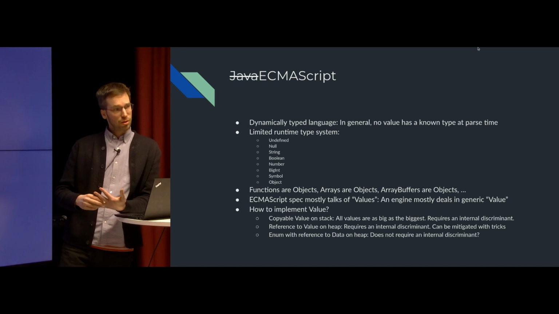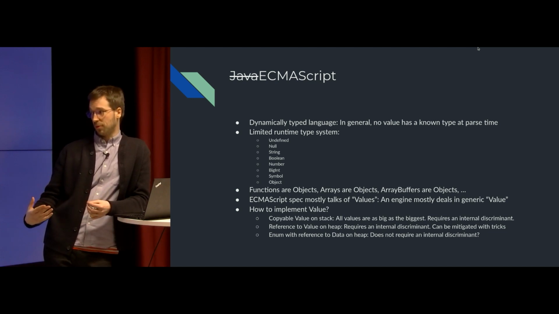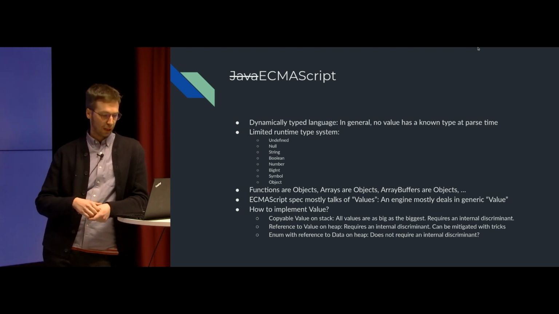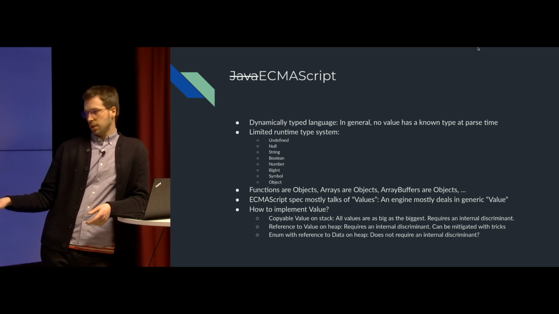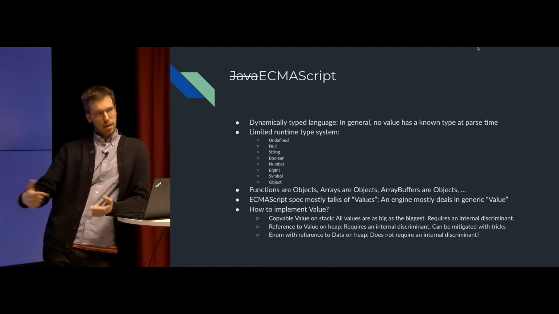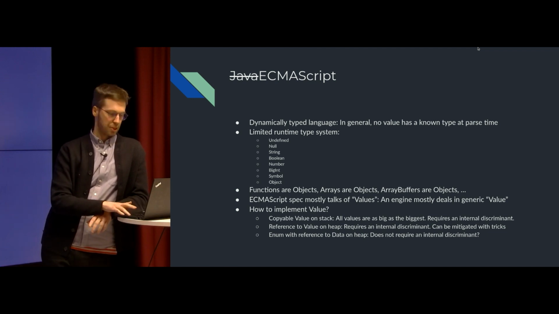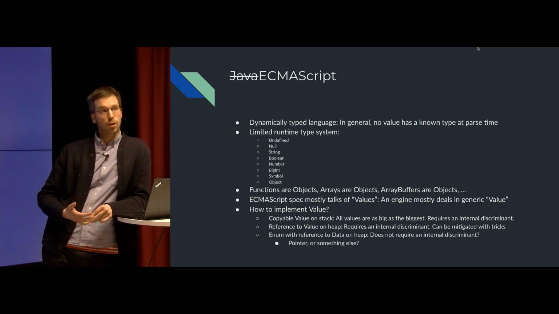Kind of a rustier option would be to do an enum, with the payload being some kind of a reference to data on the heap. Or possibly it can be, of course, just stack data as well. And now, if we do this, we might not require an internal discriminant in the data itself, because we already have the enum discriminant. We could maybe use that. But there's one question, of course: is your payload, is your reference going to be a pointer? Or is it going to be something else?